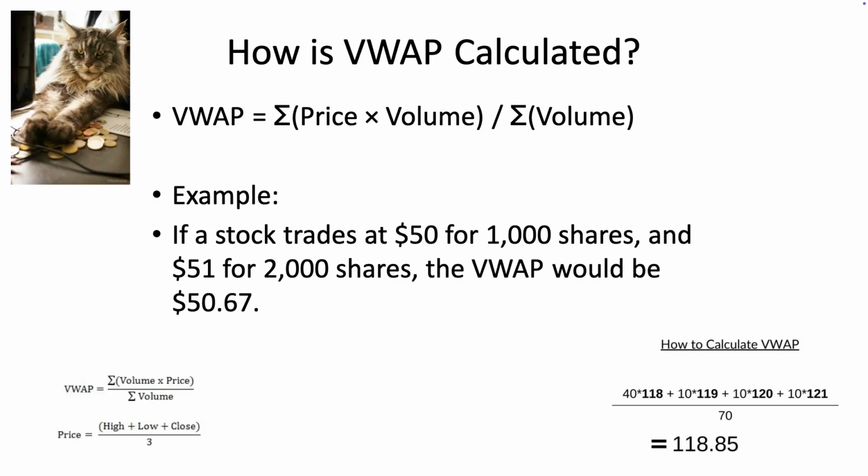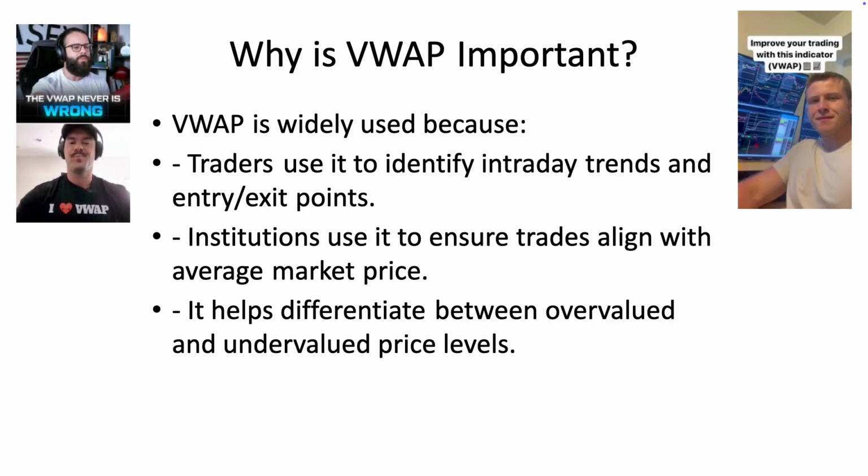But with that being said, how is it calculated? So basically, you multiply each transaction price by its volume, sum these values for a specific time period, and you divide these by the total trading volume during that period. But you guys, this doesn't really matter for you because it does it automatically. And we're going to be showing you guys how to equip it on your charts and how it kind of works a little bit on the charts and give you guys an example on the market. So you don't really have to worry about how it's calculated. But as an example, if a stock trades at $50 for 1,000 shares and $51 for 2,000 shares, the VWAP would be $50.67. So it basically just takes averages with this calculation.